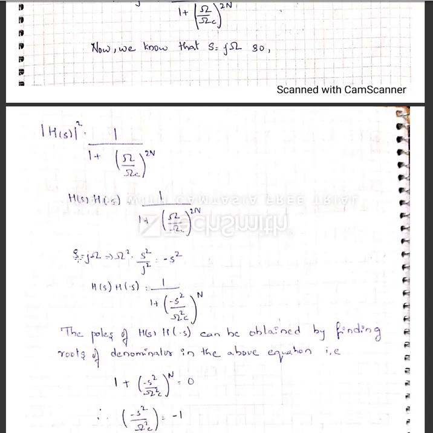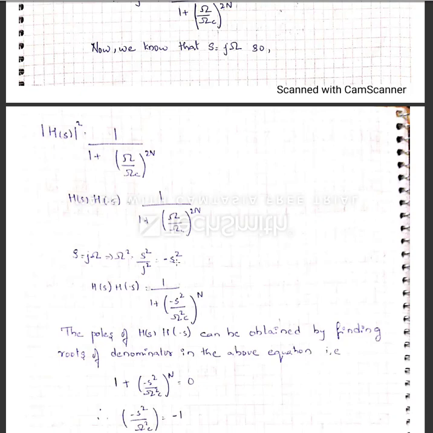What is that? s is equal to j omega, right? If we square on both sides, this will become s squared equals j squared omega squared. So s squared by j squared will be equal to omega squared. Since j squared is minus 1, omega squared can be written as minus s squared.